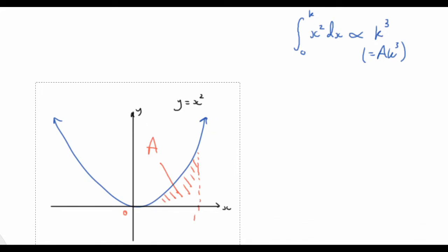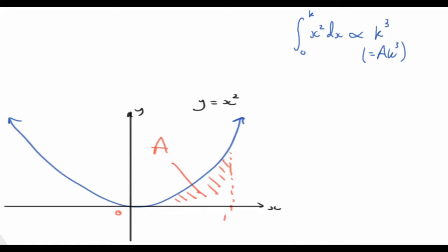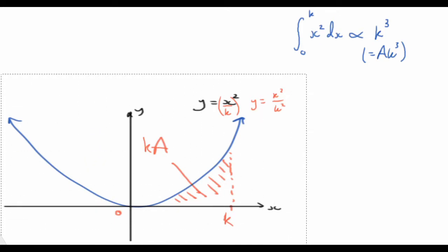And I first am going to stretch out my graph by a horizontal stretch of scale factor k. That's going to take my graph of y equals x squared and stretch it out, and it's going to have a new equation, y equals (x over k) all squared, or y equals x squared over k squared. Okay, and it's taken my limits 0 to 1 up to 0 to k, and what it's done to my area, well, it's taken A and scaled it up by a factor of k, so it's now the area kA.